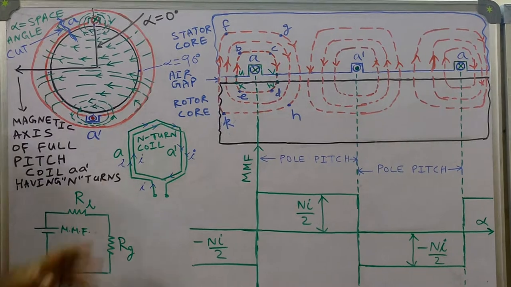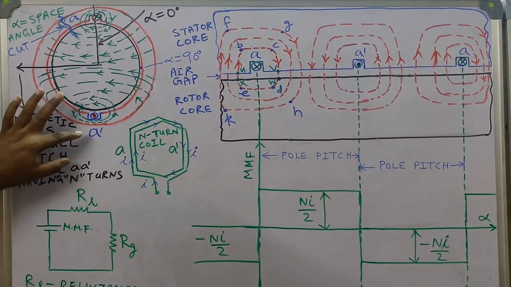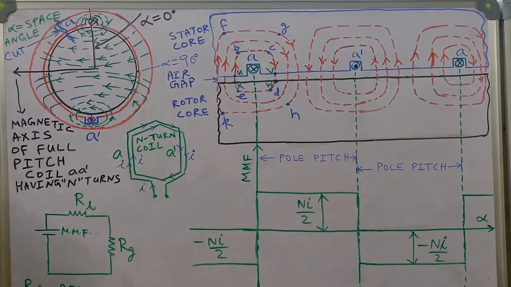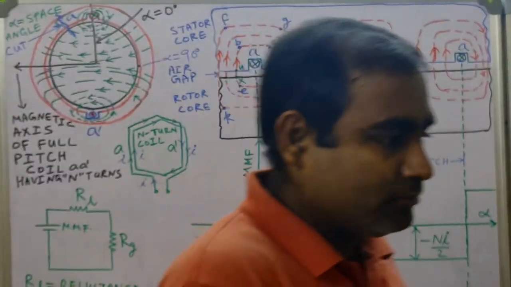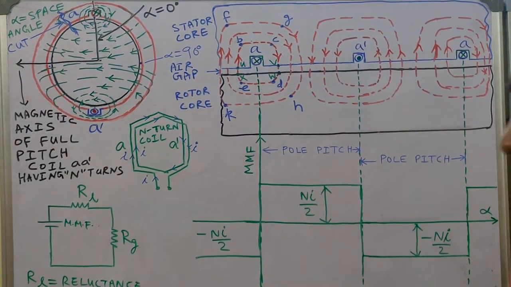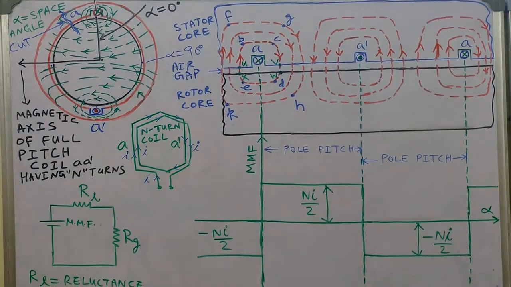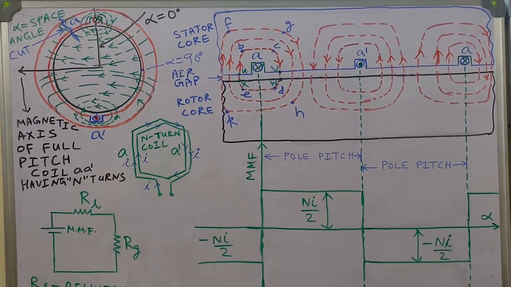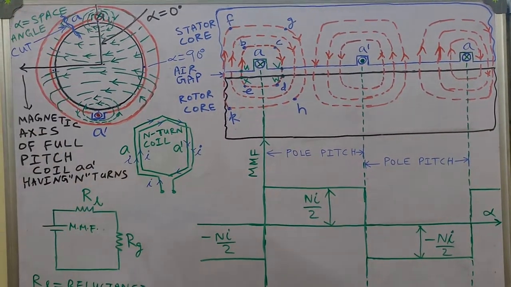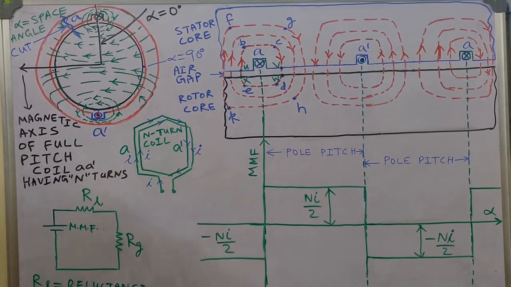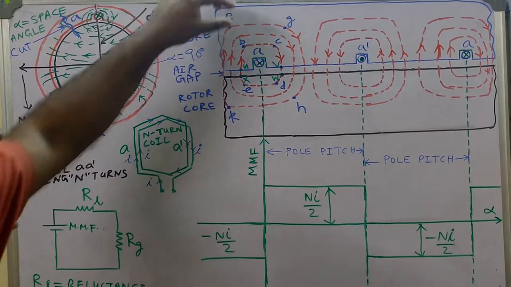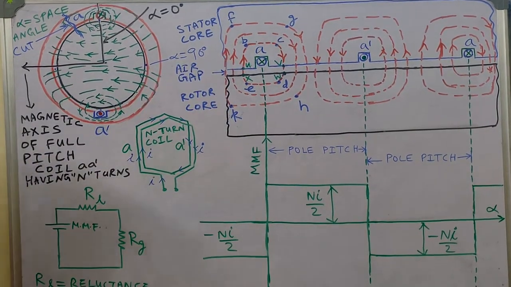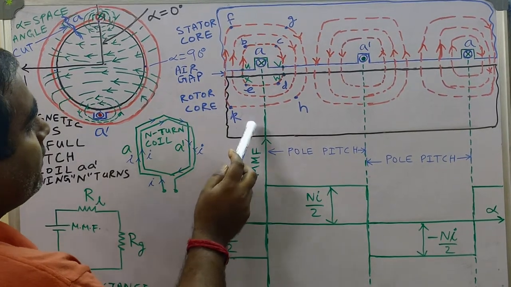Now, these lines of flux due to current carried by coil side A dash and A are also plotted here. Now, what has to be done? We have to make certain assumptions so as to arrive at a reasonable conclusion. What is the assumption which we are going to make? The first assumption is that the reluctance offered by the stator core and rotor core is almost zero. That means we are assuming that the permeability of the stator core iron and the rotor core iron is tending towards infinity, so that the reluctance offered by them tends to zero.